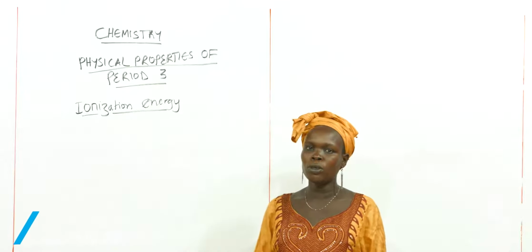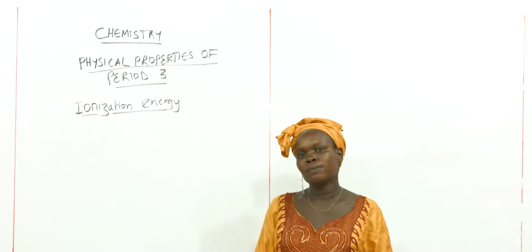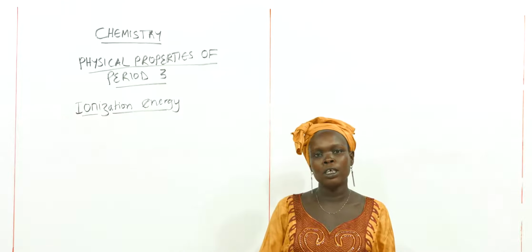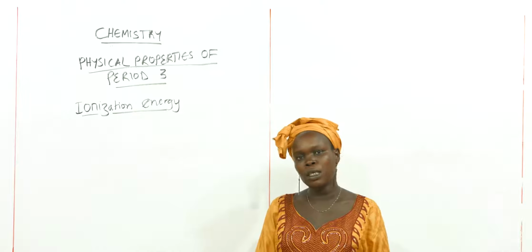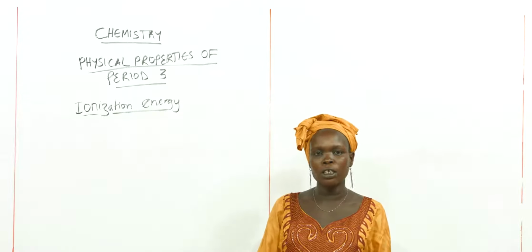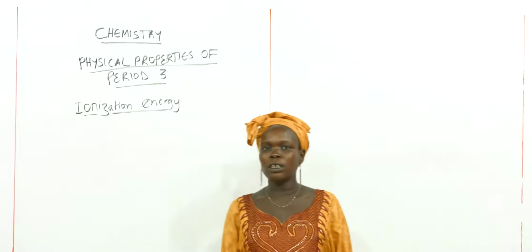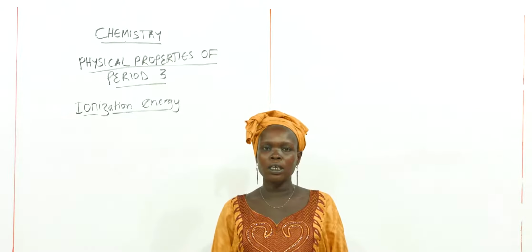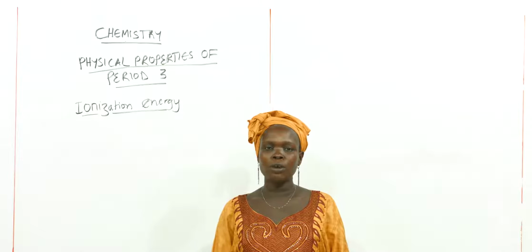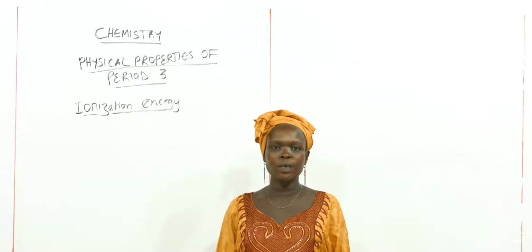So we are going to go through the topic on physical properties of period 3 in the periodic table. One of them is the ionization energy. Here we are going to see that period 3 has 8 elements, and we remember them as we go from sodium to argon.